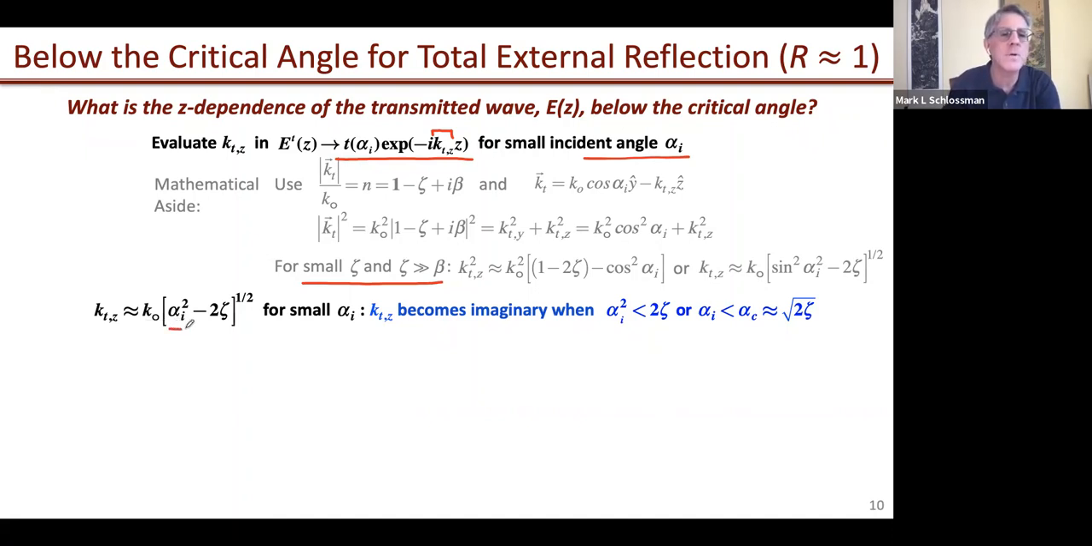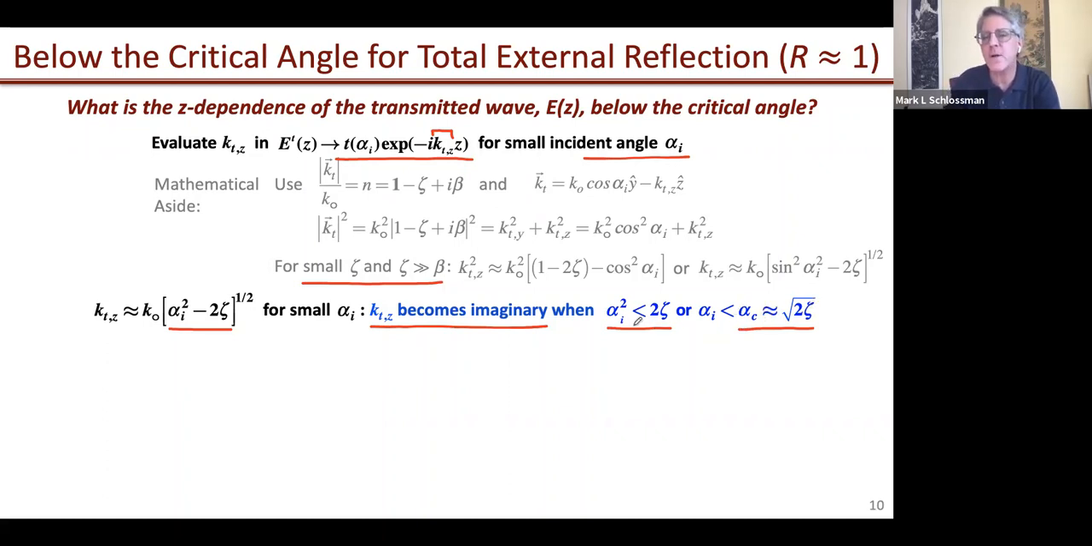Just so you see, it has a square root. And of course, this square root will be fine. We'll get a real number for that Z component when the incident angle squared is greater than 2 zeta. But when the incident angle squared is less than 2 zeta, then this component becomes imaginary. At that point, that's when the total reflection occurs. And so we say that alpha C is approximately the square root of 2 zeta.